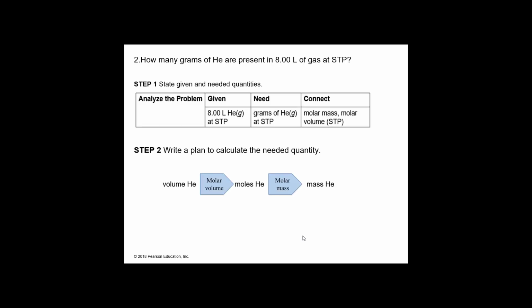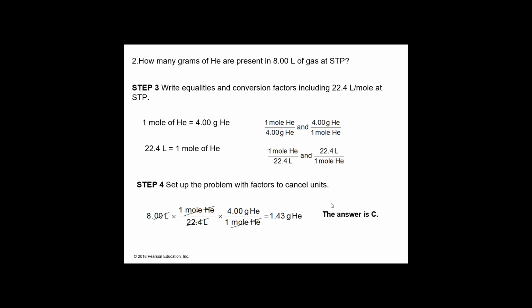How many grams of helium are present in 8 liters of gas at STP? So again, here's STP. So pull out the information, understand what it's asking for. And in this case, it's asking for grams of helium. We have a volume of 8 liters, and this is at STP. So we're going to go from volume of helium to molar volume to moles of helium, molar mass to mass. And if this doesn't make sense, hopefully it does when I show the problem.